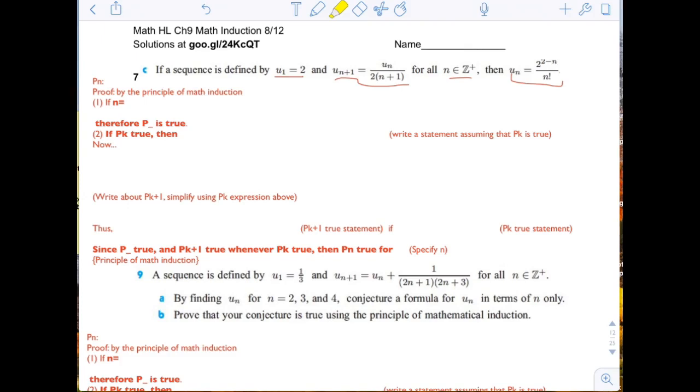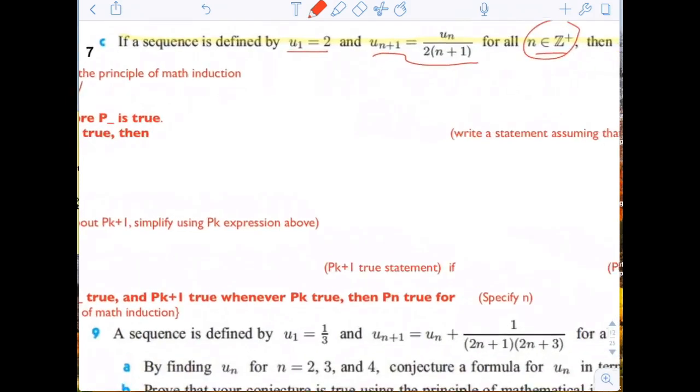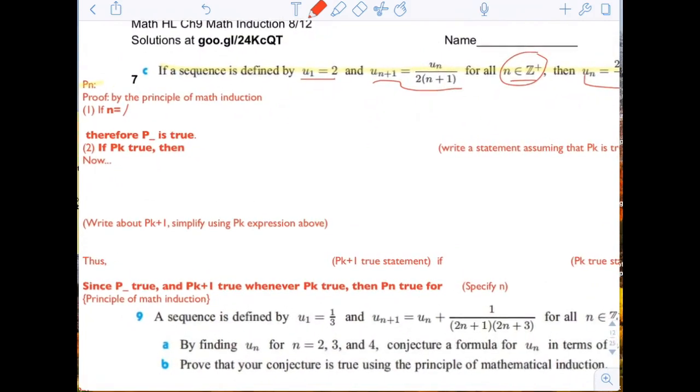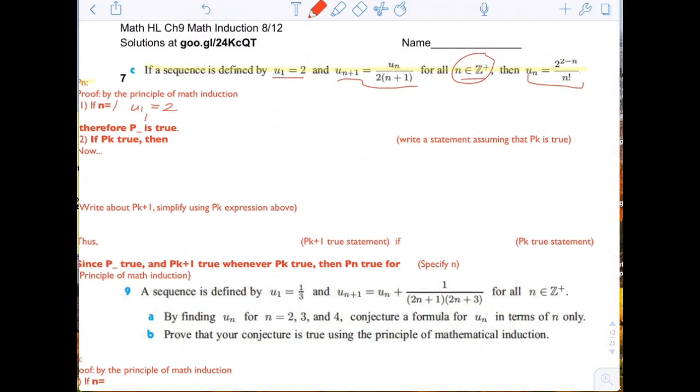So the proposition is this, okay? So you want to write that down. And the base case would be for n equals 1, right? So if n equals 1, then the term is equal to 2, and that would be the left-hand side from here, right?